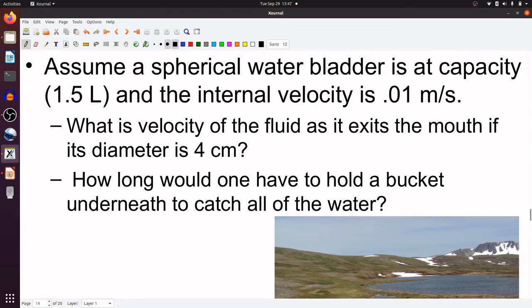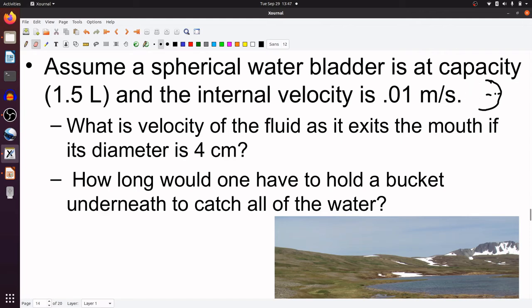Let's say you have a spherical water bladder. A bladder is like a water bottle, except it's plastic, and you can make it real small, and you can take it backpacking, which is what I did. It's got a volume of 1.5 liters, and it's got an internal velocity of 0.01 meters per second. What I mean by that is we assume that it's spherical, and that the velocity straight in the center is 0.01.